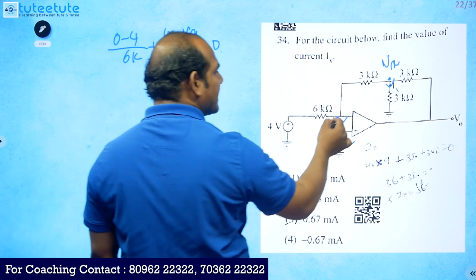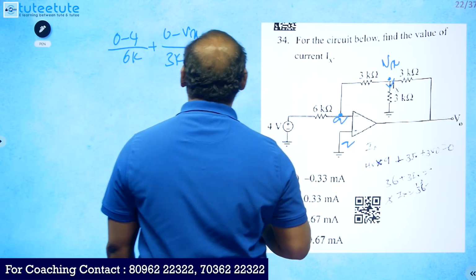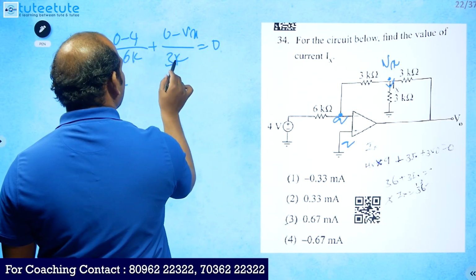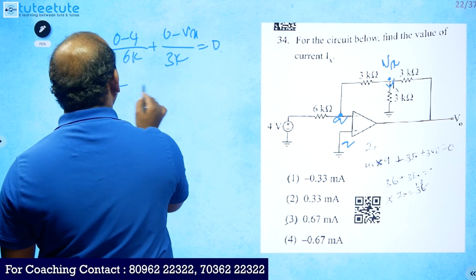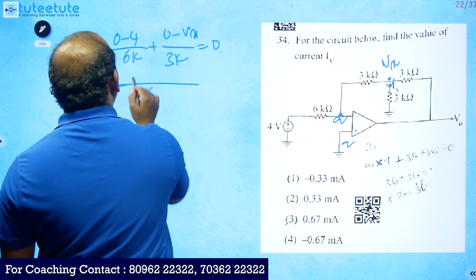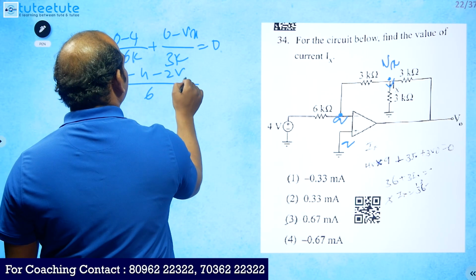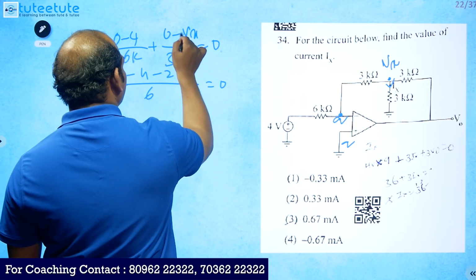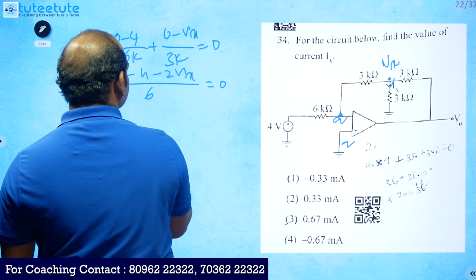Okay, this is a KVL application at this particular node. So what we will get here, minus K can be taken common and we can send outside, that is 0. So we can take 6 as LCM here. So here minus 4 and minus 2Vx is equal to 0. Because here 3 is there, 3 2s are 6, 2 into minus Vx is minus 2Vx. So this is what we got here.